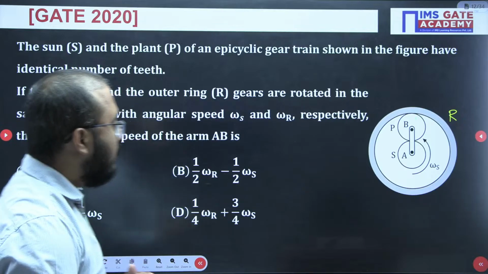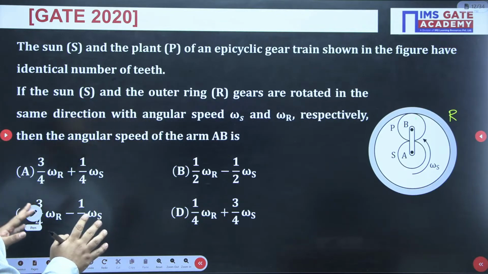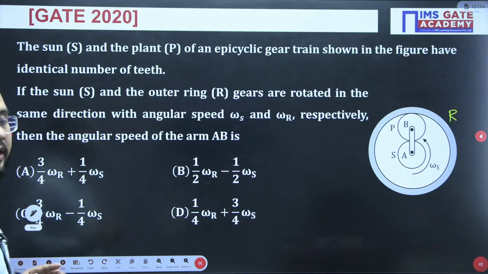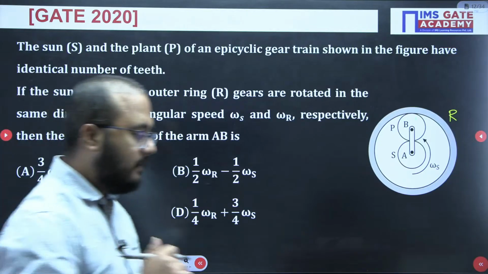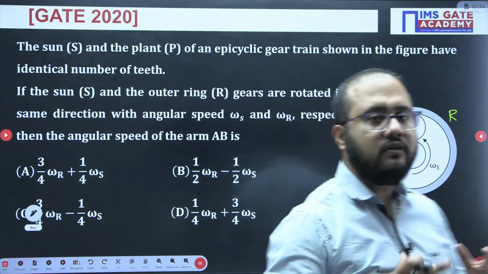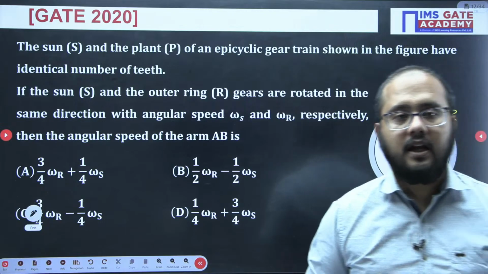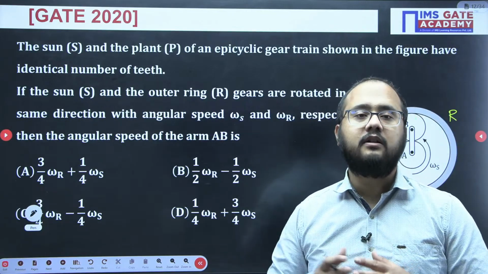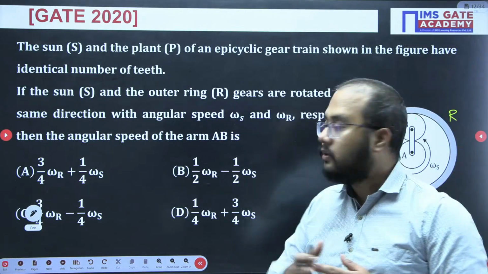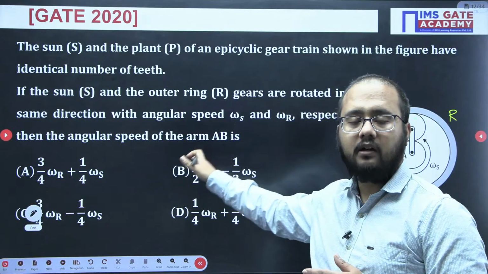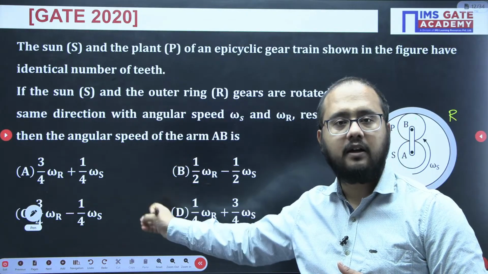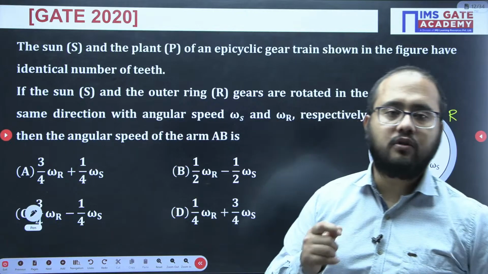Question is clear. That's why this is a very good problem they asked in GATE 2020. Everyone should try. Just try to use the velocity ratio relations. How can we use the relative velocity ratio relations to get the speed of the arm in terms of omega r and omega s? So everyone should try here.